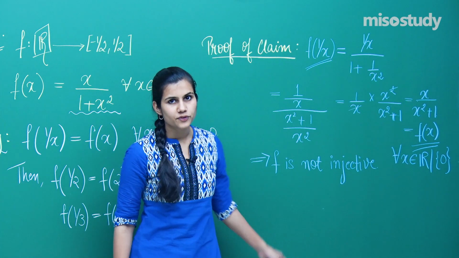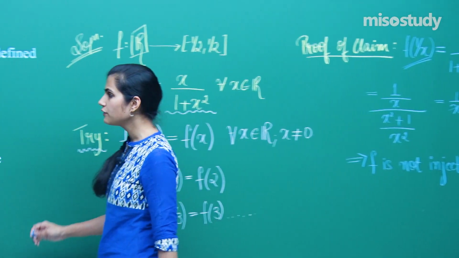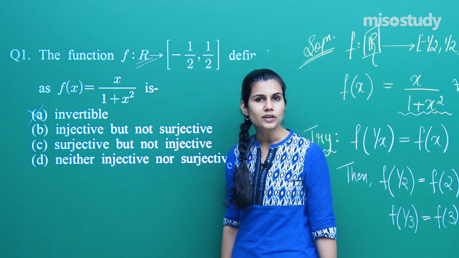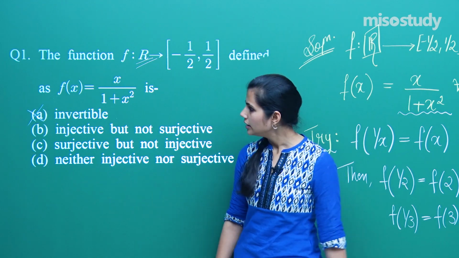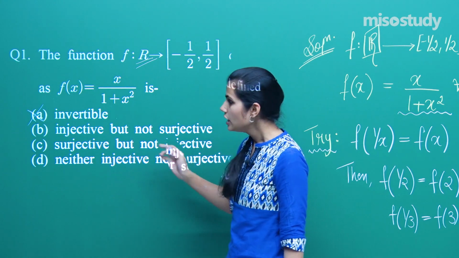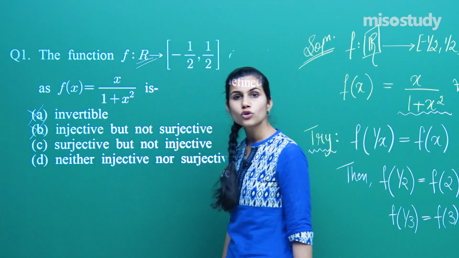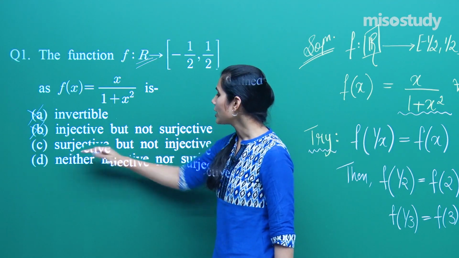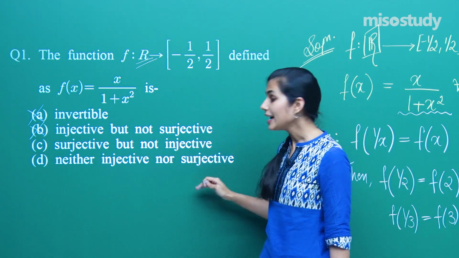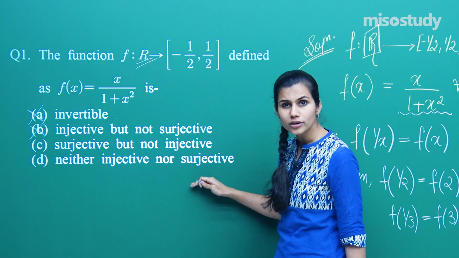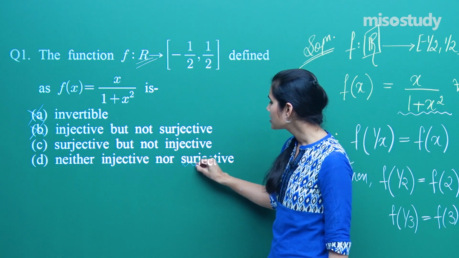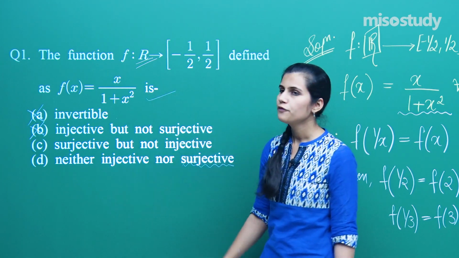is not injective. So just by this observation, if I go to the options, of course f cannot be invertible, because invertible demands the function to be both injective and surjective. It cannot be option B also, because it says it is injective but not surjective. So if it is not injective, option B is also wrong. C says it is surjective but not injective. I don't know about that. D, neither injective nor surjective. Well, I know it is not injective, but how can I be sure that it is not surjective? That means now we have to move on to check the surjectivity of this function.